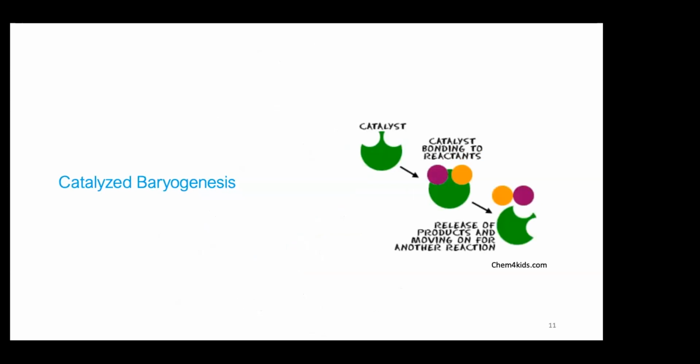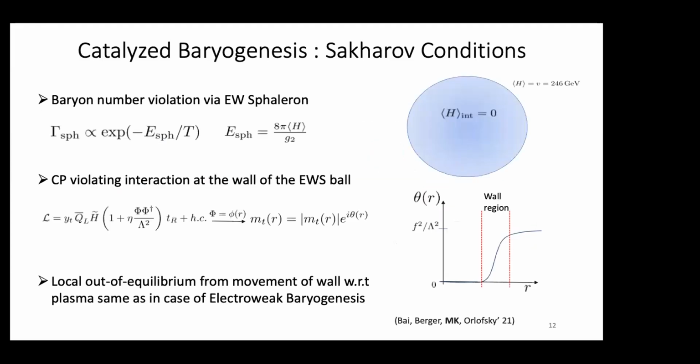The reason we call it catalyzed is, just to explain what catalyst means in chemistry: you have a catalyst, a particle comes in and gets attached to this catalyst, the reaction happens, the particles go on their own way, and the catalyst can catalyze another reaction. In a similar fashion, we have baryogenesis happening because of these objects. So let's see how that happens.